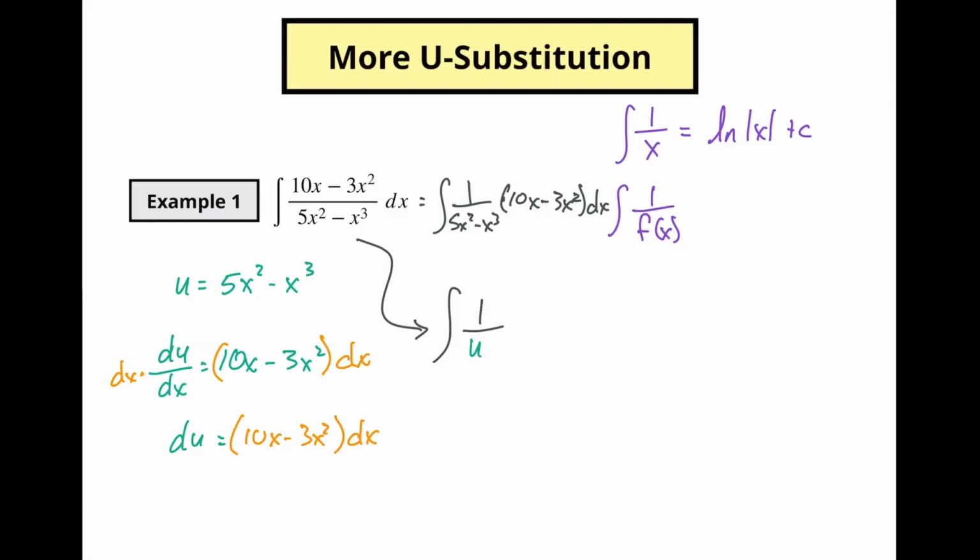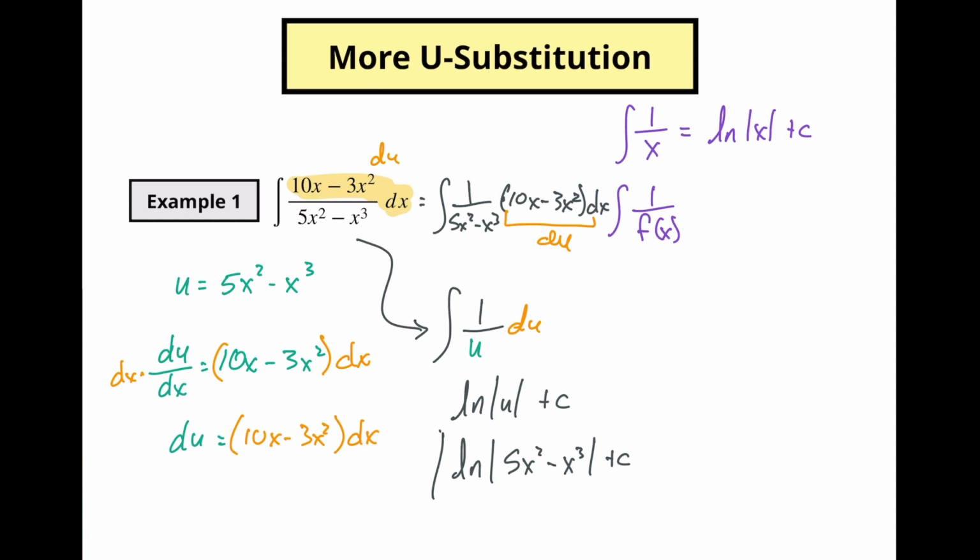So after all that's said and done, this thing is ultimately du, or I could say this thing here is ultimately du. Again, either way, it doesn't really matter. But now we've got a nice function that we can integrate: 1 over u, fantastic. That's going to be ln absolute value of u plus c. So, substituting back for u, we get ln of 5x squared minus x cubed plus c, and there is our function.